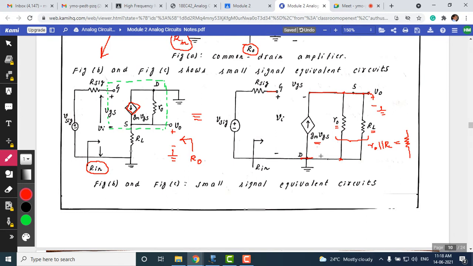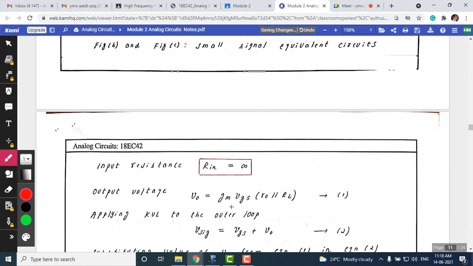We can go one step beyond this and make these two resistances one resistance, and the current flowing through this resistance is now Gm times VGS, and we are measuring output voltage across this. Therefore this output voltage is now the current times the resistance, which is given here. This is the current times the resistance, so that is the output voltage for the common drain amplifier.